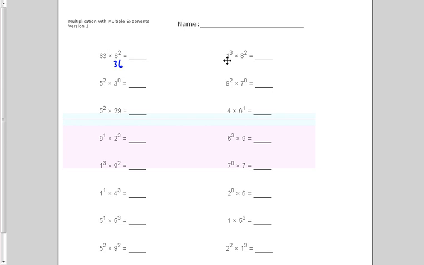5 to the second power is 25. 3 to the power of 0, remember, is always 1. And then I'd multiply and solve. So go ahead and give that a try. Again, pause your video, give it a try, and unpause to check your answers.